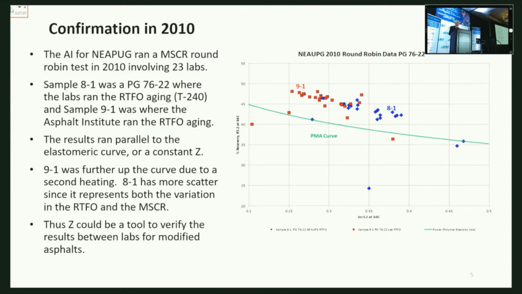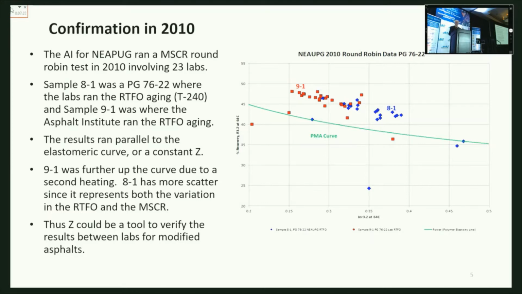Two years later, the Asphalt Institute, with Greg Harder, coordinated with the Northeast group a round-robin MSCR test. There were 23 labs involved. Some of the labs, this is the first time they ran the test. And they sent a sample of PG 76-22 along with other samples.